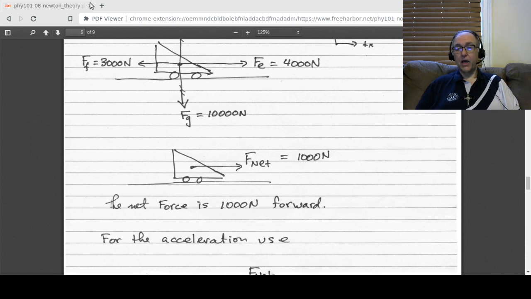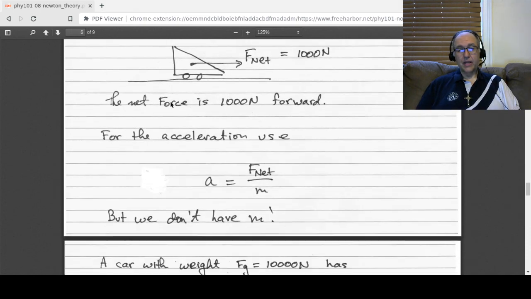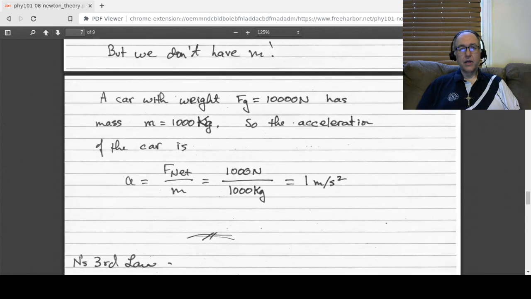Now, for the acceleration, how do you calculate that? Because that's what I asked for. And the acceleration is a is equal to F net over m. Okay, and you go, well, I've got my F net, it's 1,000 newtons, but I don't have m. But you really do, okay, or indirectly, yeah, you do, okay. And the reason is the car has a weight of 10,000 newtons. So if it has a weight of 10,000 newtons, remember Fg is equal to mg. All right, so if Fg is 10,000 newtons and g is 10, 10,000 divided by 10 tells you that the mass has to be 1,000 kilograms.